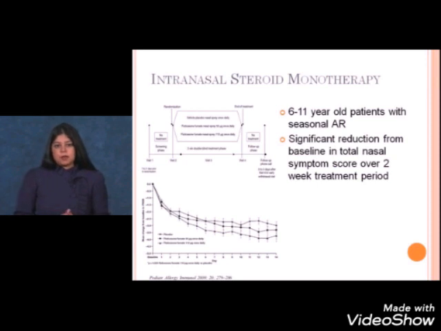Now, this was a study that was performed in 6 to 11-year-old patients with seasonal allergic rhinitis, and they looked at the use of intranasal fluticasone, 50 micrograms and 110 micrograms, and they compared it to a placebo. And what they found is that with the Flovent or fluticasone nasal spray 110 micrograms once daily, there was significant reduction over a 2-week period in nasal symptoms. And so intranasal steroid monotherapy can be something that you start before you even add on an antihistamine, such as Zyrtec or Claritin or Allegra.